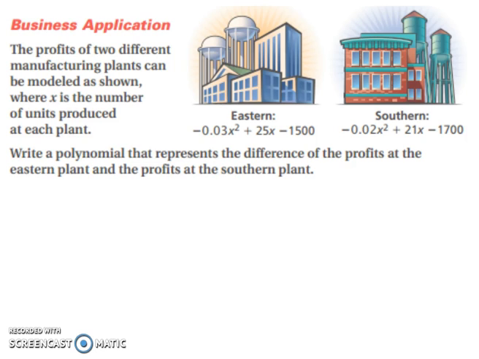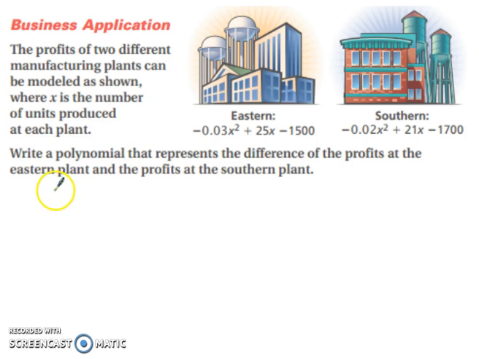Now let's try a business application. The profits of two different manufacturing plants can be modeled as shown, where x is the number of units produced at each plant. Write a polynomial function that represents the difference of the profits at the eastern plant and the profits at the southern plant.